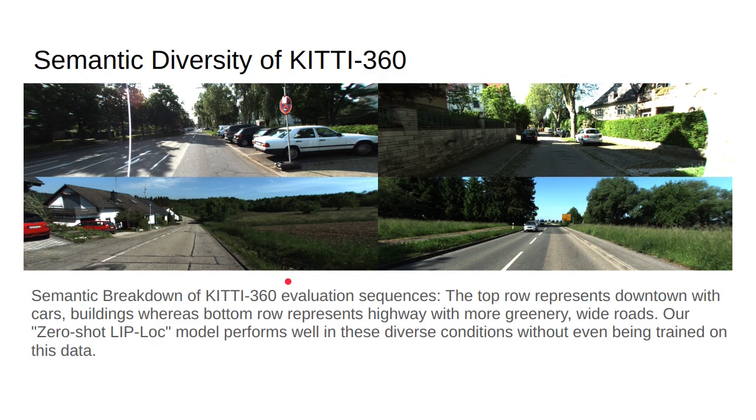Here we show the diversity of the KITTI-360 dataset. Top row shows downtown with cars and houses, whereas bottom row represents highway with more greenery and wider roads. Our zero-shot model works well in all of these diverse settings.